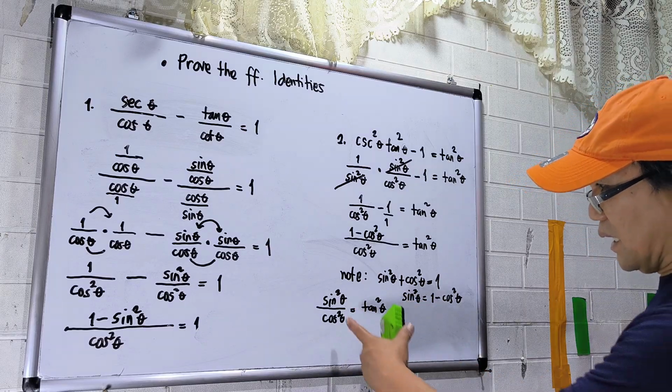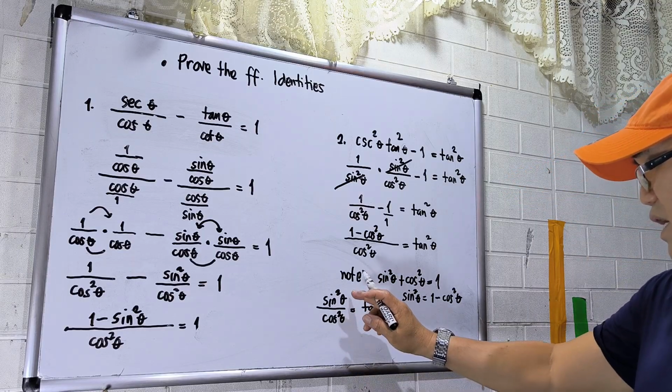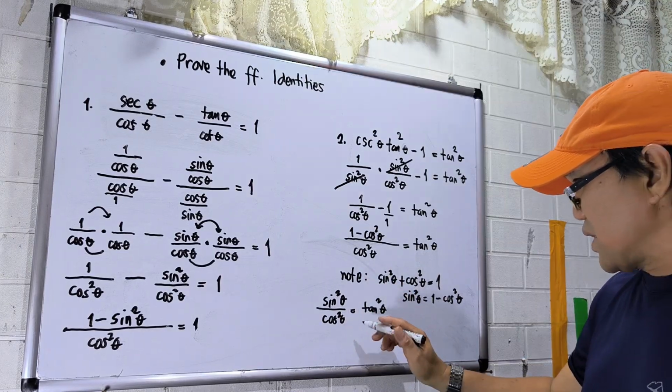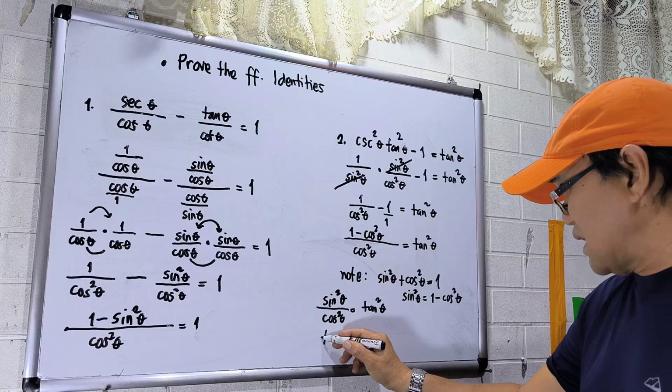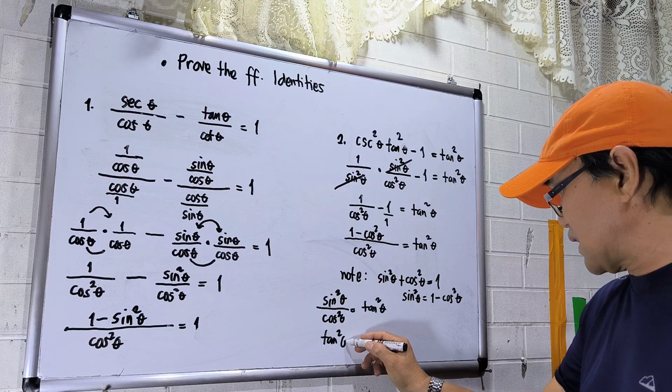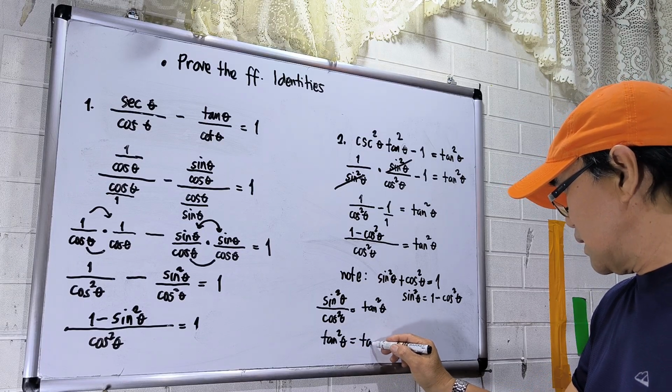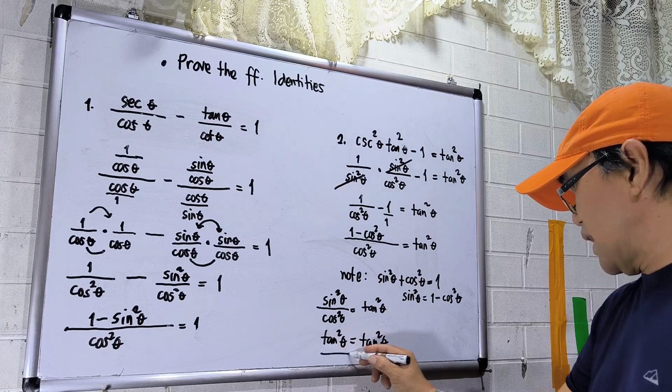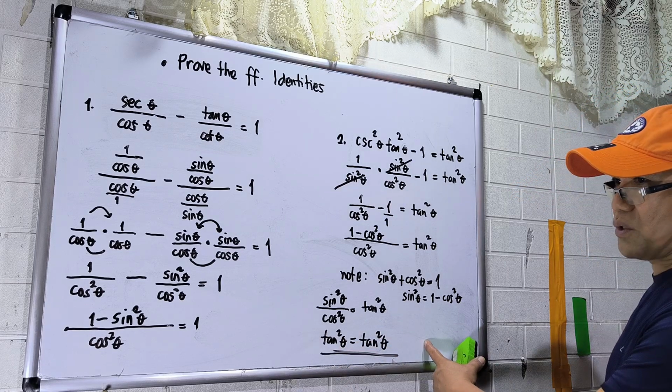Meaning the ratio of sine squared theta over cosine squared theta will be tangent squared theta, which is equal to tangent squared theta. So they are equal. So meaning number 2 is correct.